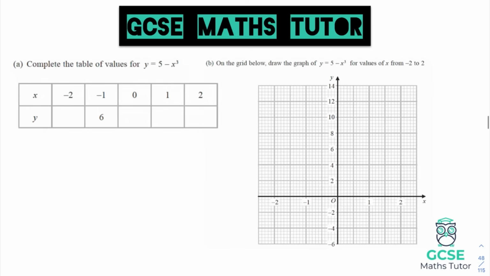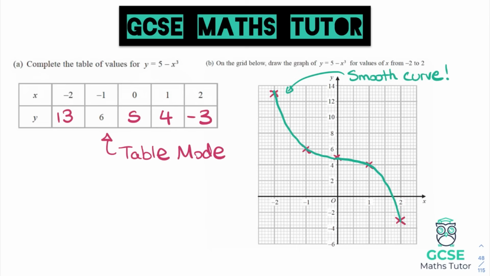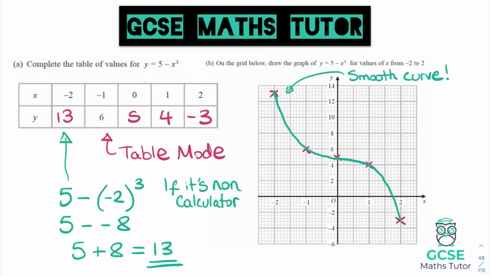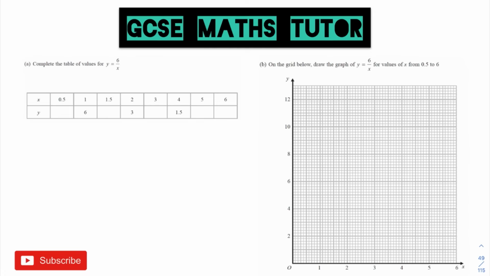When looking at a cubic graph, you'd follow the same process. A cubic does have a different shape, but you can use table mode on your calculator, which may be helpful. Anyway, you can fill them in using the same process, so just subbing those numbers into the equation and then drawing it nice and neatly with a nice smooth curve. If it's non-calculator, be very careful with your substitution.